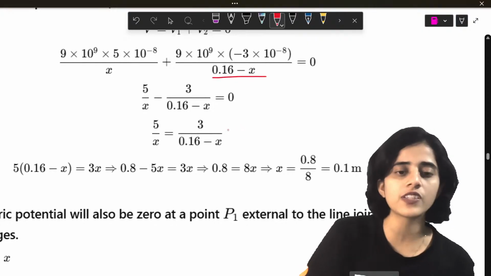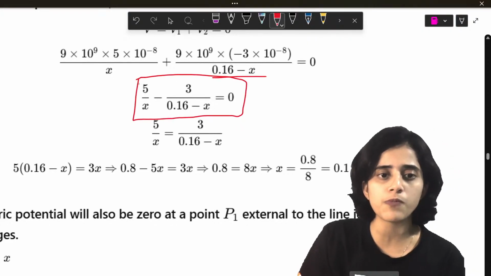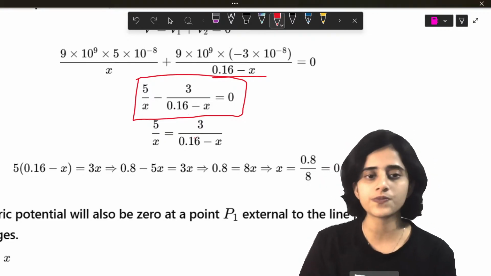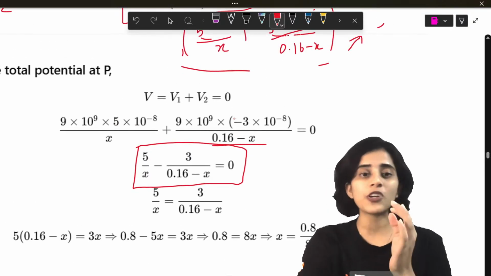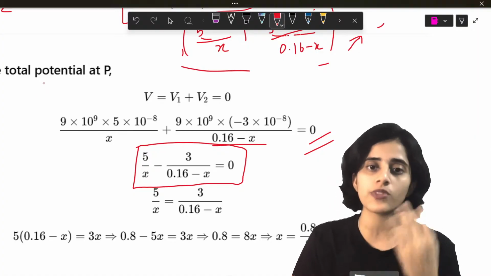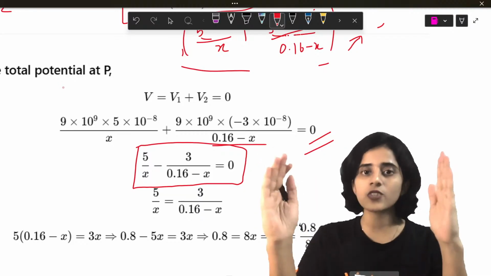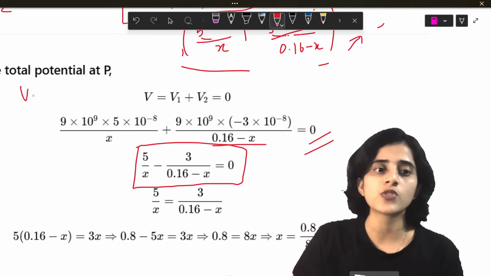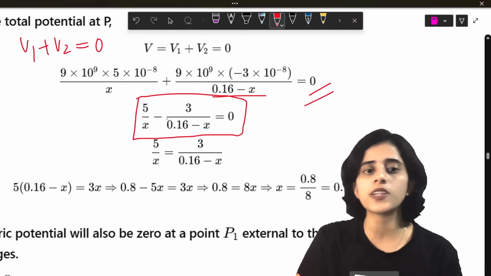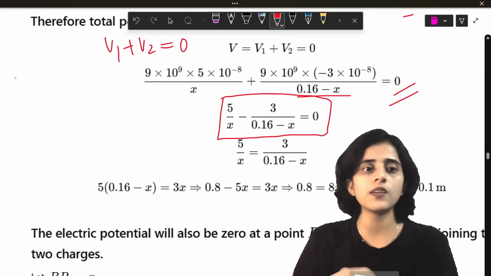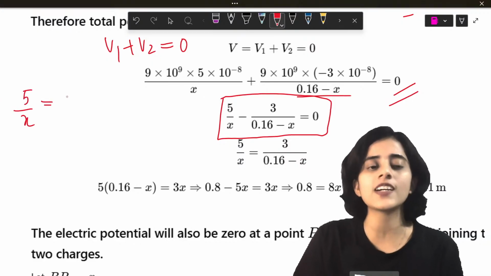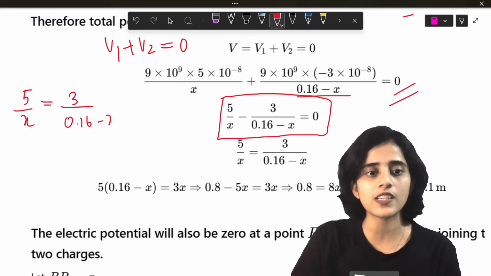Now, what do I have? I have 5 by x minus 3 by 0.16 minus x, which is 0. Why 0 here? Because at point P, the total potential is 0. That's the question. You have to find the point P between the two charges where the total potential is 0. So V1 plus V2 should be 0. Now you take this to the other side. So this would be 5 by x is equal to 3 divided by 0.16 minus x.